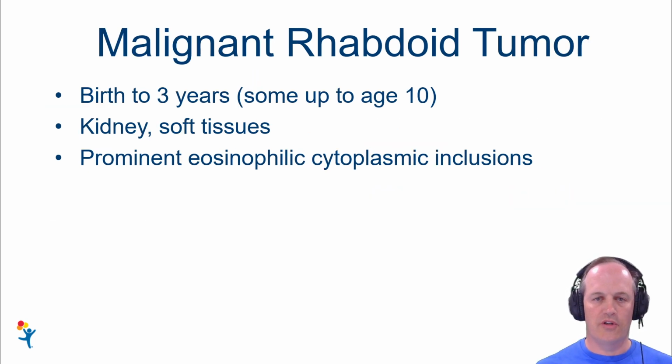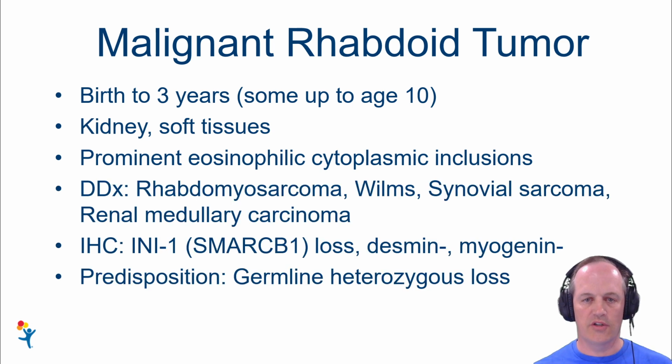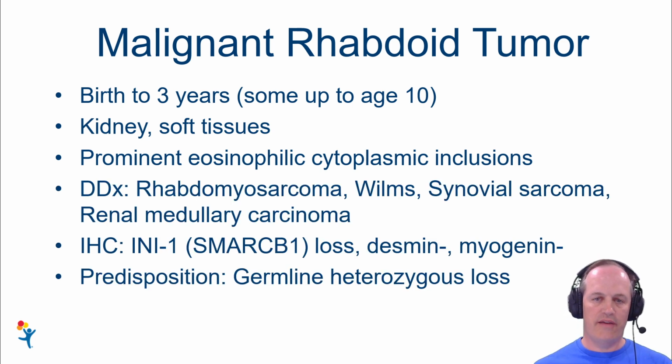So malignant rhabdoid tumor, often this is going to occur in the first 3 years of life, rarely up to age 10. Mostly these are going to be in either renal sites or extrarenal sites, but renal sites tend to be more common. And histologically, that rhabdoid name comes from the prominent eosinophilic cytoplasmic inclusions you're going to see in these tumors. Because they have that rhabdoid cytology, you're going to want to differentiate that from rhabdomyosarcoma.